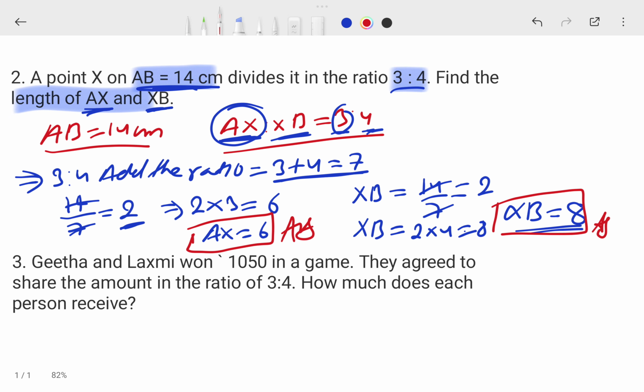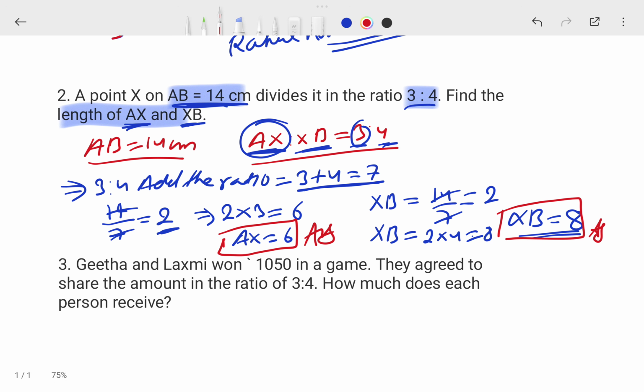Okay, is it clear? Actually in this question, I will explain what I did here. In this question, AB is given as 14 centimeters. The ratio of AX and XB is given, but the exact lengths of AX and XB are not given. Apart from the exact numbers, the ratio 3:4 is given. So how can we find them?